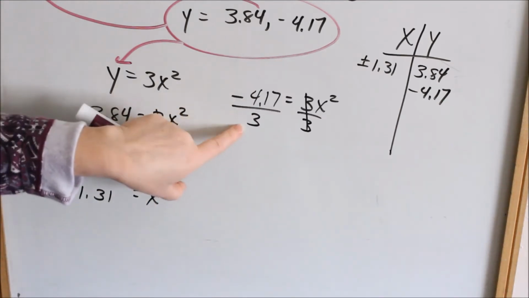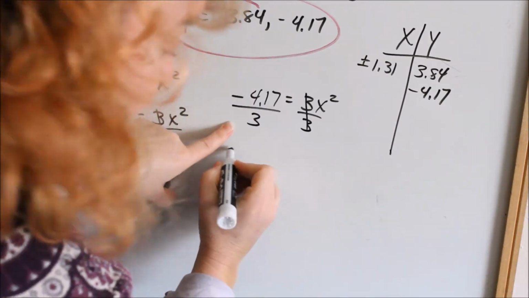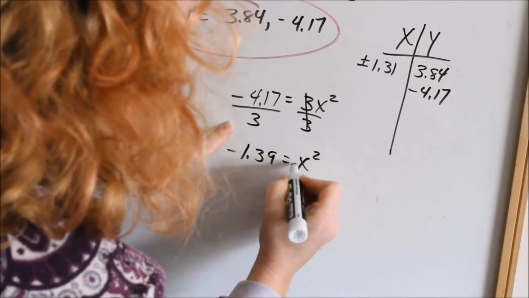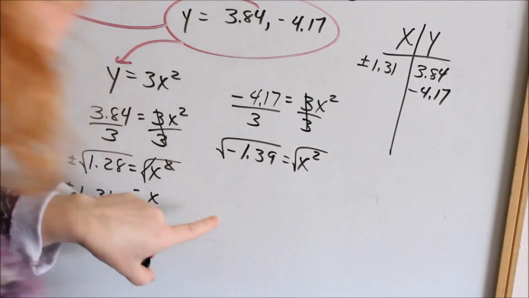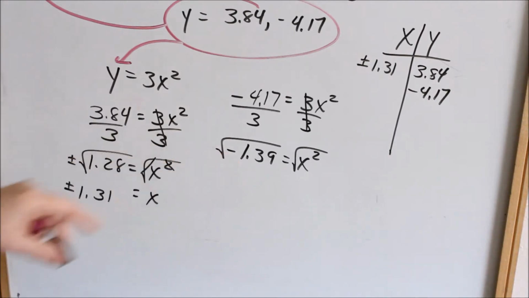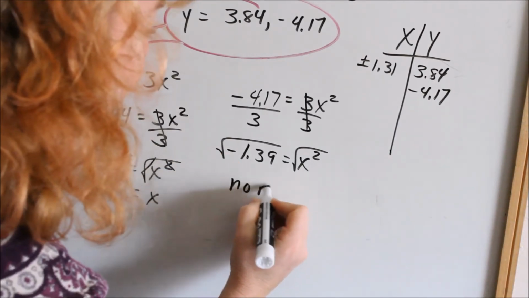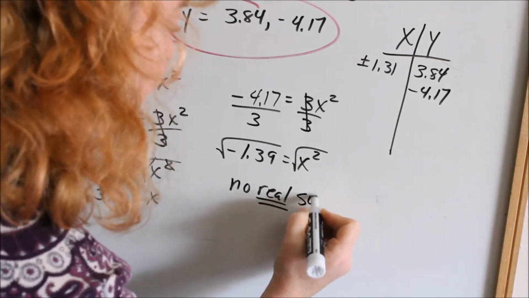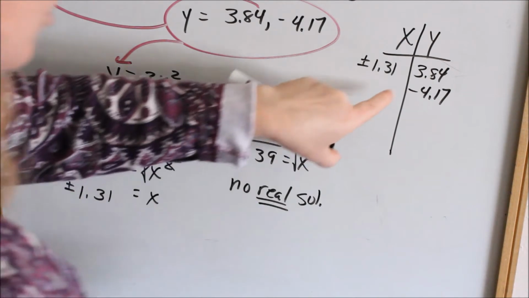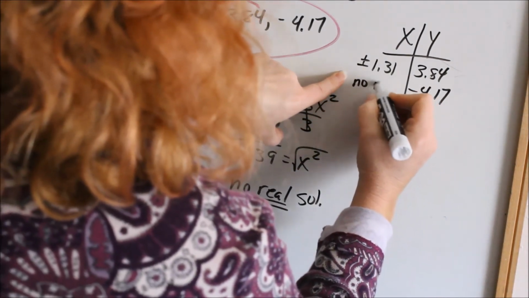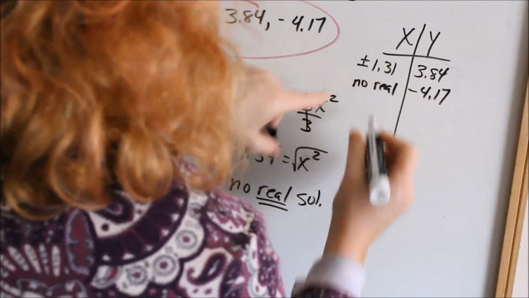Okay, a negative divided by a positive is a negative, and that would be negative 1.39 equals x squared. When you take the square root of both sides, when you take the square root of a negative number, what happens? You get an imaginary number. So that means that there are no real solutions. We are not graphing imaginary numbers. So going over here to your chart, when y is negative 4.17, that's no real solution.